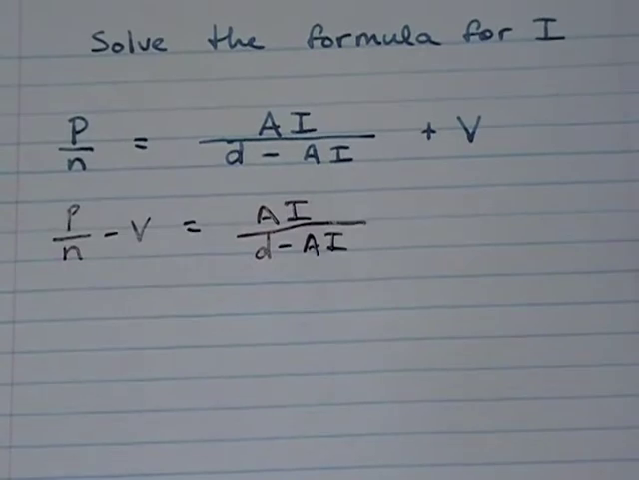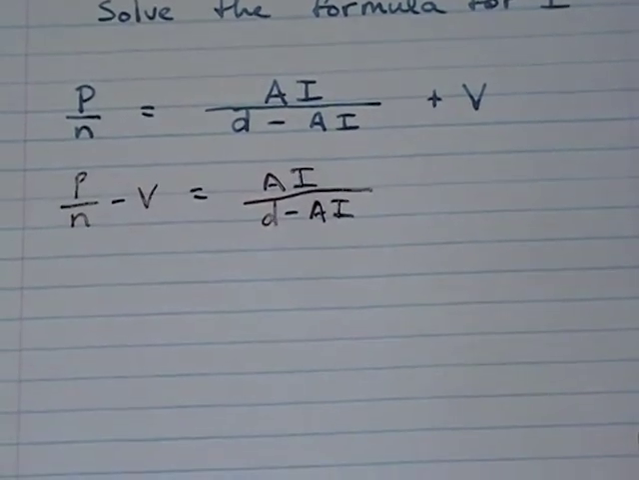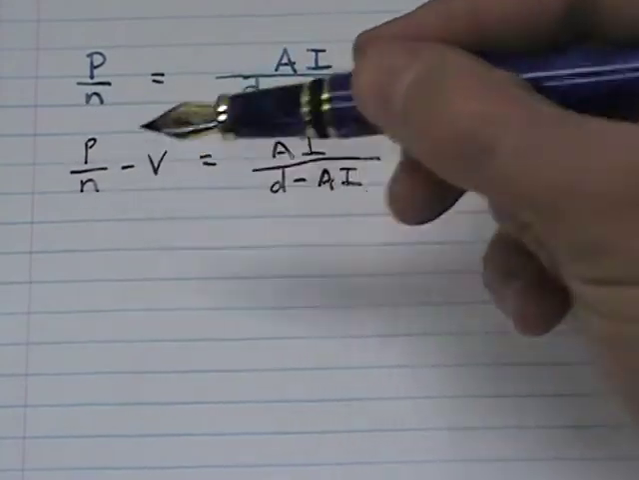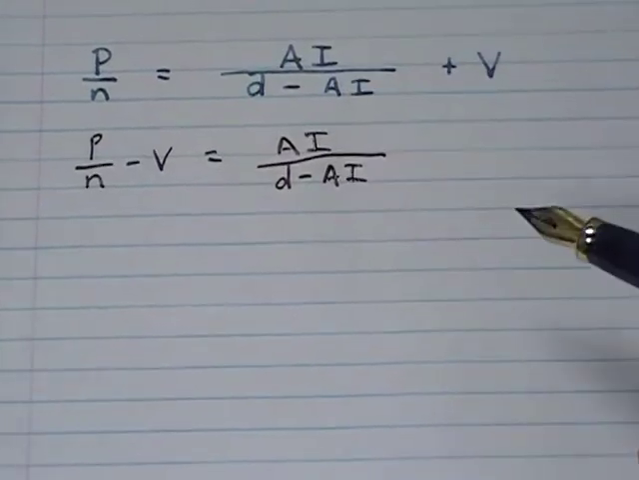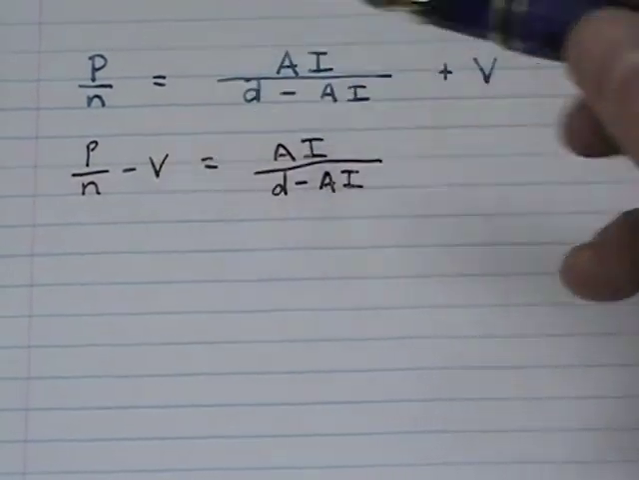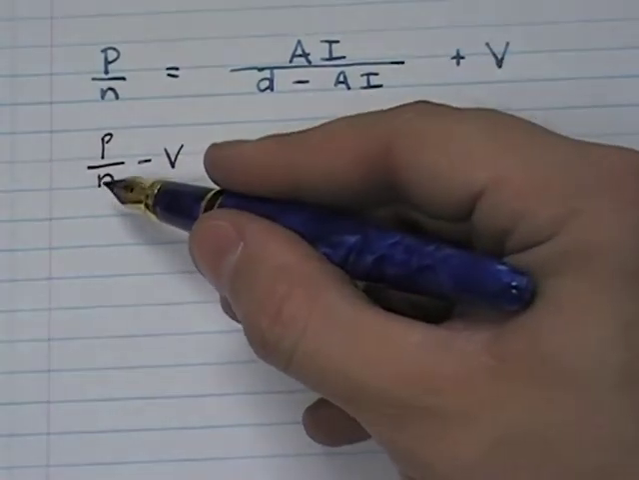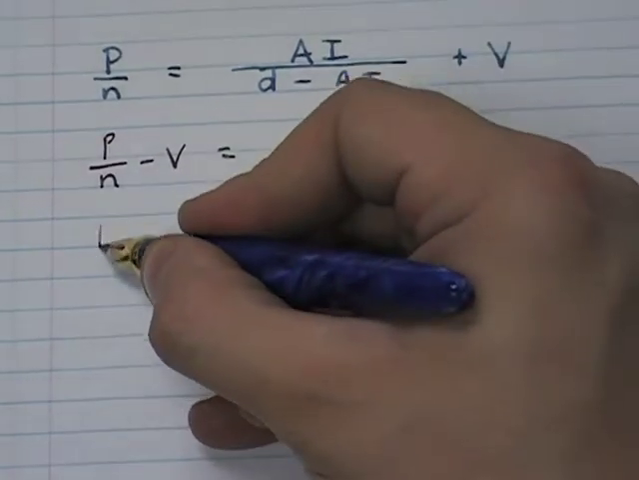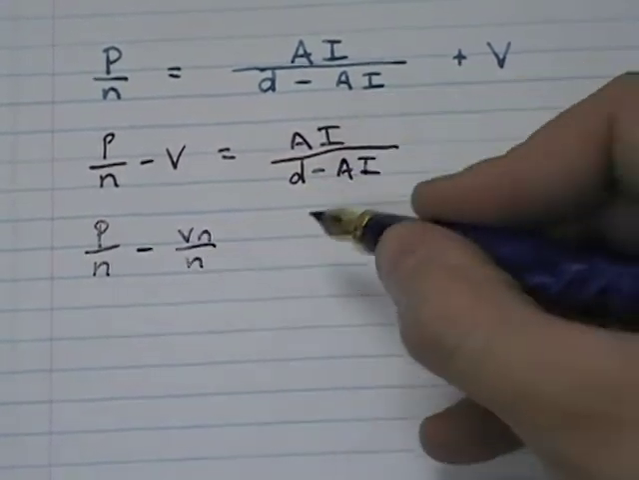Alright, simple enough. Now, the next thing we want to do to make our lives simpler and easier is to combine these two into a fraction. Because we have a fraction over here, if we get a fraction over here, it's going to make our lives a lot simpler and we don't have this pesky subtraction with a whole number. So, what's the common denominator? Well, this has a denominator of n, and this has a denominator of 1. So the common denominator would be n. So we're going to get p over n minus vn over n.